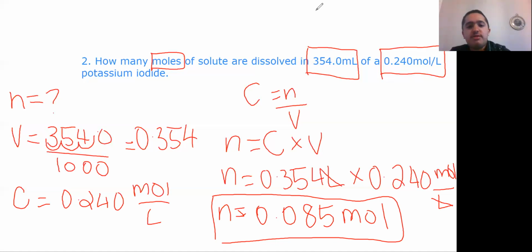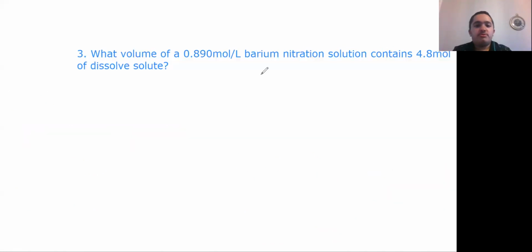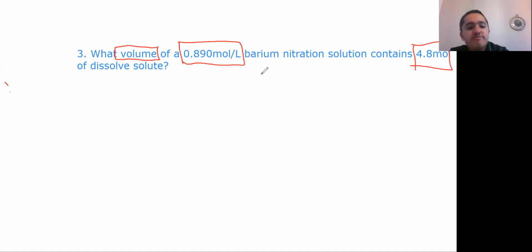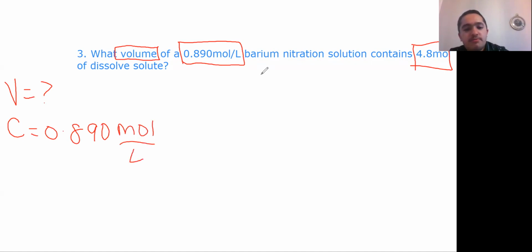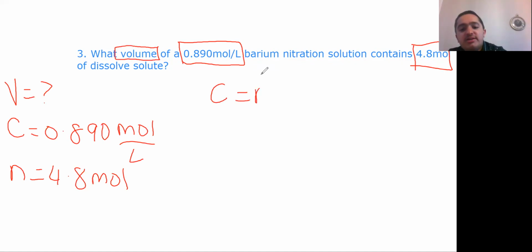So let's again go back to this question. What volume of a 0.890 moles per liter solution? So we know we need to find volume, so question mark. We know already the concentration is 0.890 moles per liter, and the moles is 4.8 moles. In this, you wouldn't have to do any conversions, so that's good. So let's get started right away.